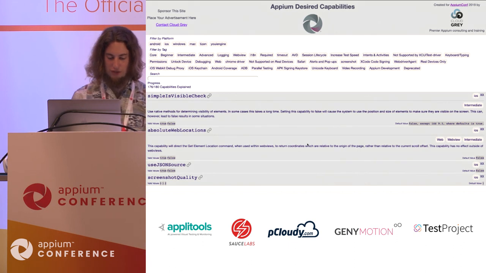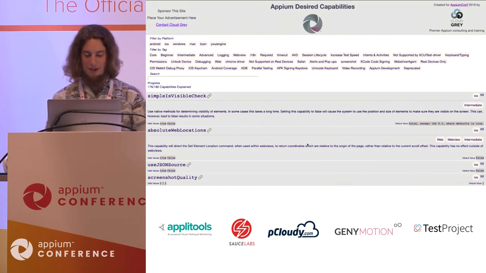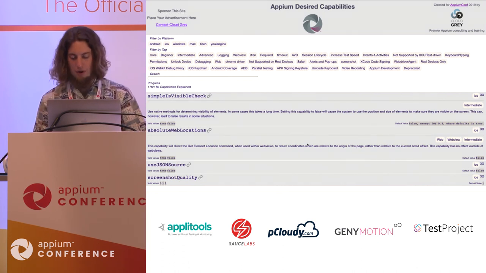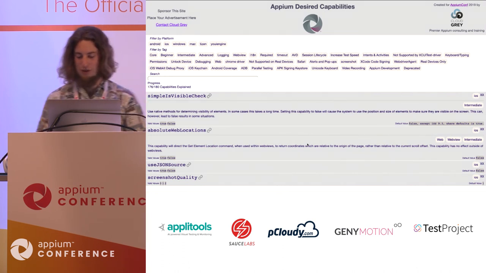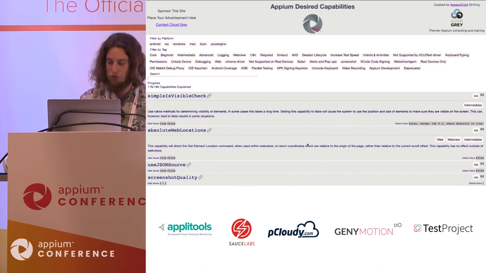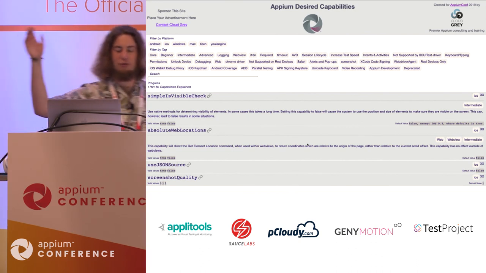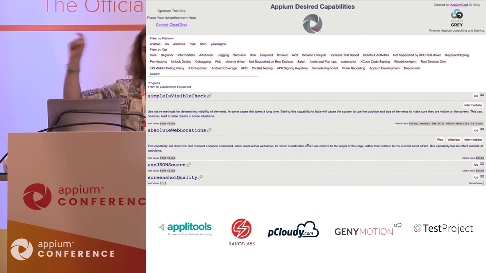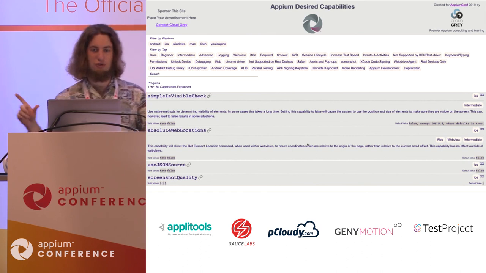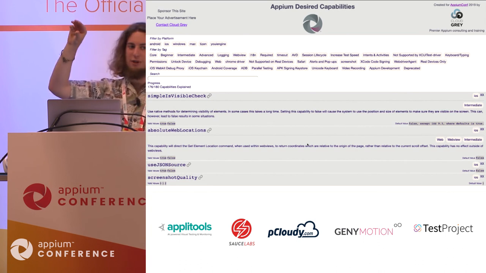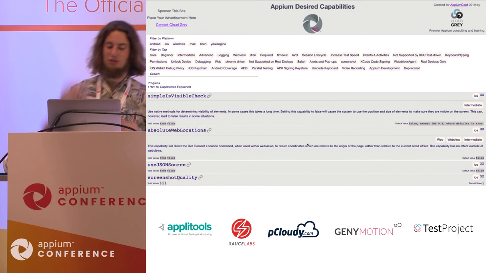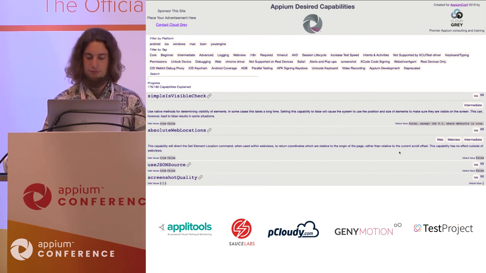Absolute web locations. When you use the get element location within web views, it'll return them relative to the origin page rather than the scroll offset. So if you have a page in a Safari web view, and you're getting the element location, you can use this to choose, do I want the location of that element to be compared to the current screen or compared to the top of the page? Because you may have scrolled down.